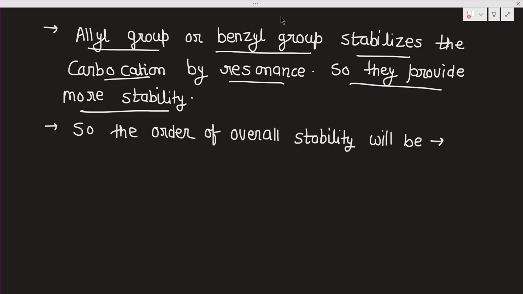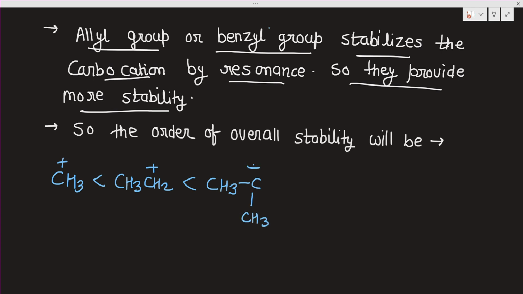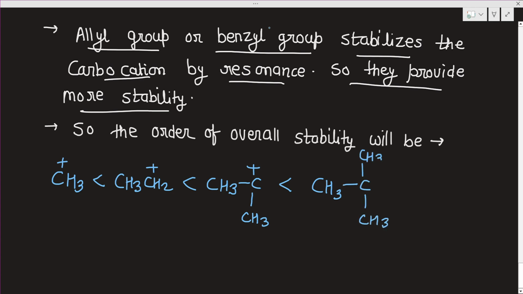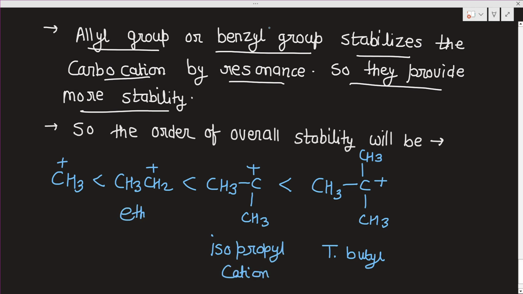So what we can say, if we want to make an order of the stability of the carbocations, then how we will make? See here, CH3 plus, this carbocation will be least stable as we have seen. Then CH3CH2 plus, then CH3 C H CH3 plus, this will be more stable. Then CH3 C CH3 CH3 plus. This is tertiary butyl cation. This is called isopropyl cation. And these you know, this is ethyl cation. And this is methyl cation.